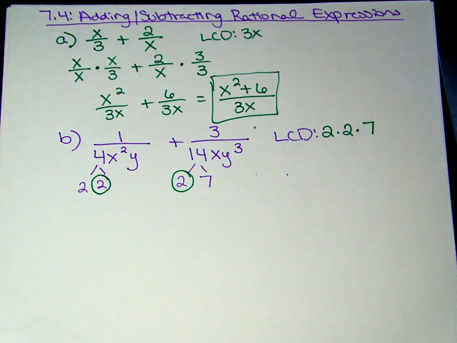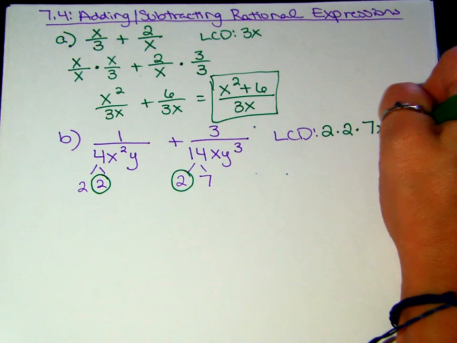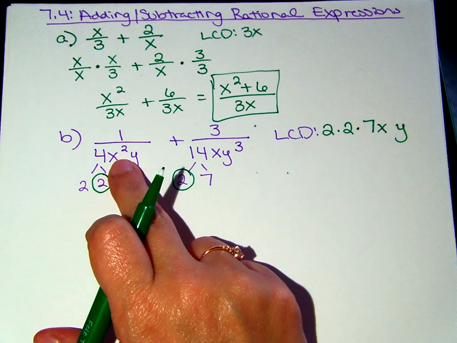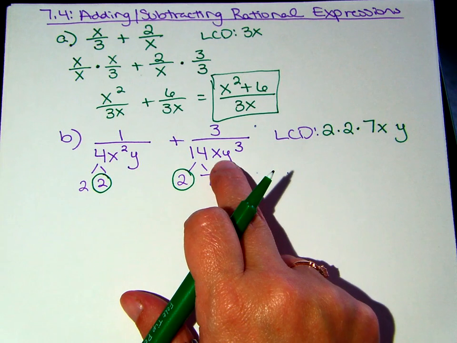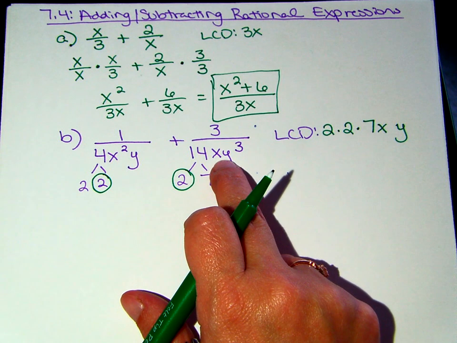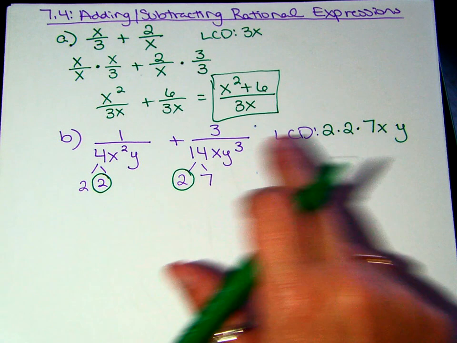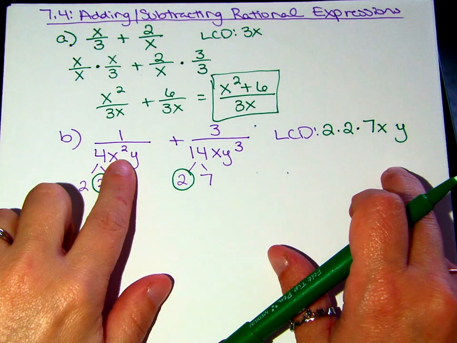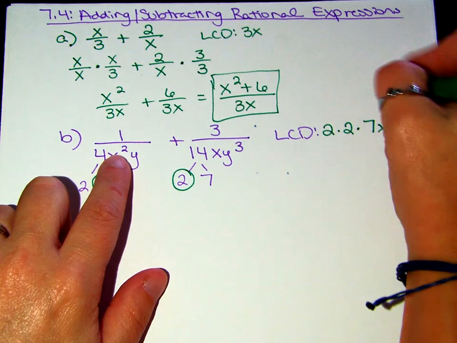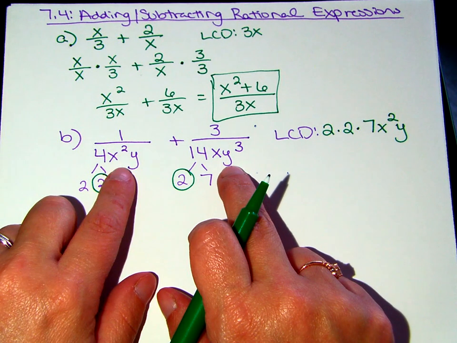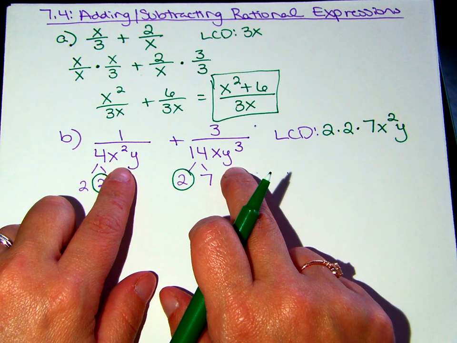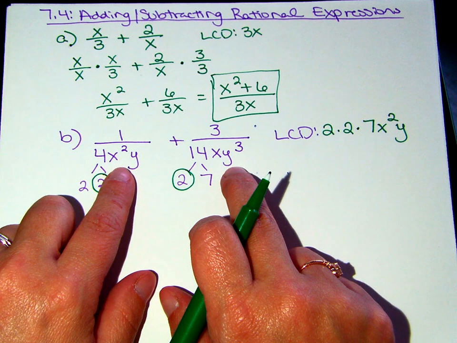Then we look to our variables. We have two different variables at play, an x variable and a y variable. So I know I'm going to have an x and a y. But notice that our first expression has an x squared and our second one only has an x. When it comes to the least common denominator, we always choose the one with the higher exponent. So with my least common denominator, I'm going to say x squared. We do the same thing with our y's. We have a single y on the left and a y to the third on the right. So I'm going to choose the one with the highest power, which is y to the third.